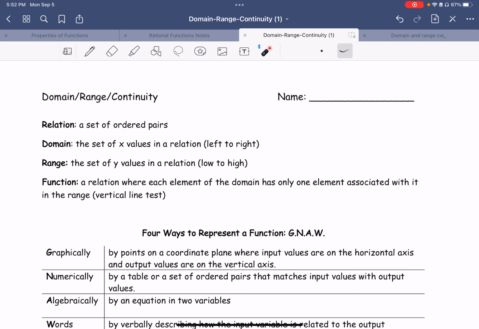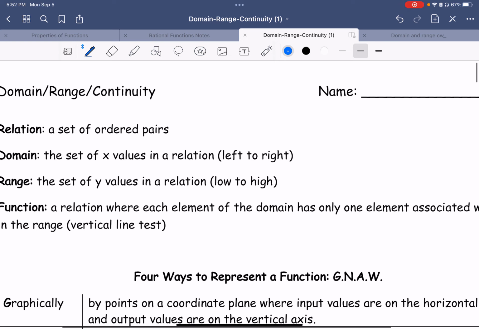I'll start off with a few definitions. First off, a relation is a set of ordered pairs, and I can give you an example of what that would look like. You would enclose the set within curly brackets, and then you just list your points of ordered pairs. I'll put a few here as an example. And when you're done listing all of the coordinate points, you're going to put the curly bracket again. So this is a set of ordered pairs, or a relation.